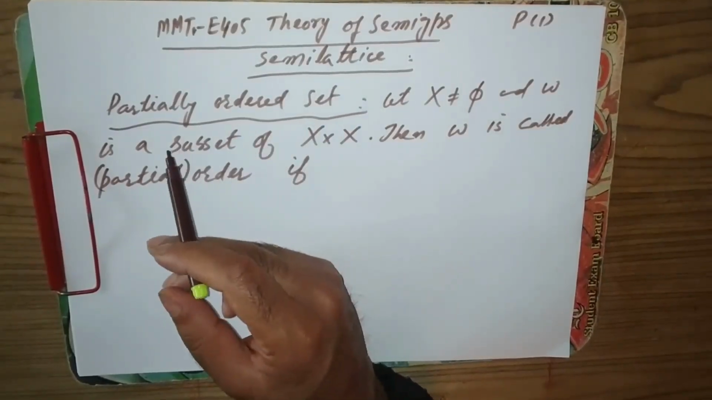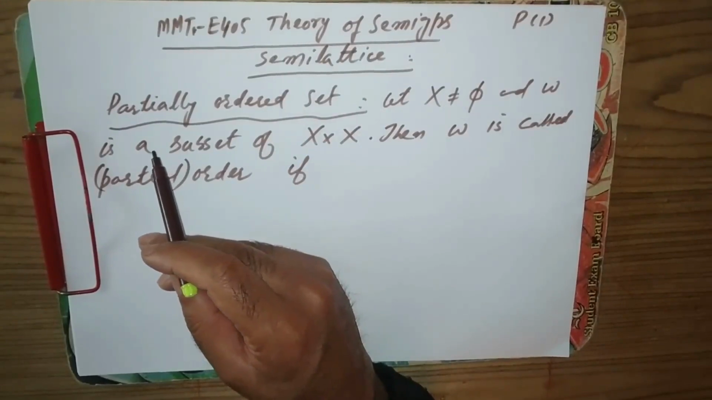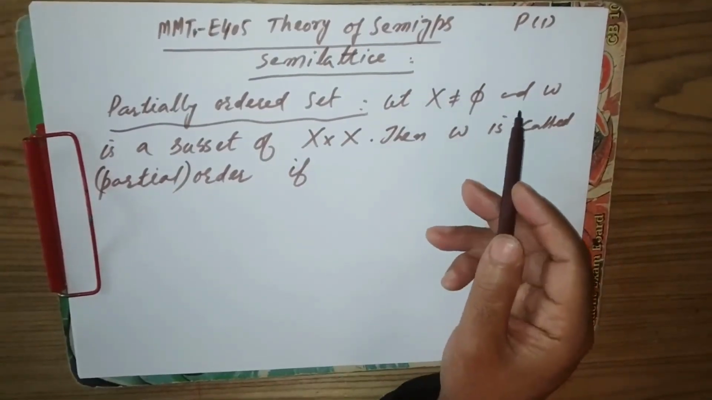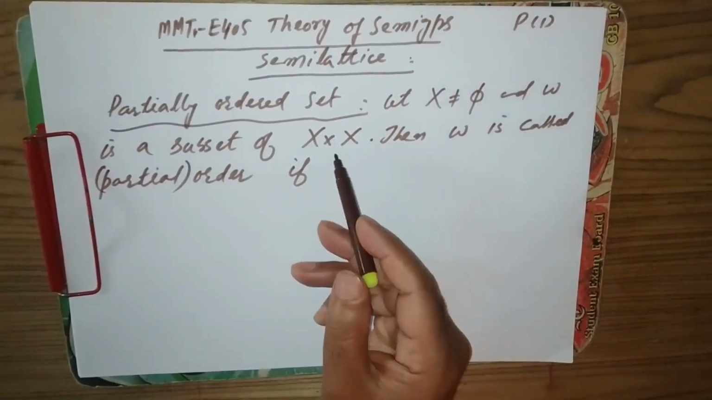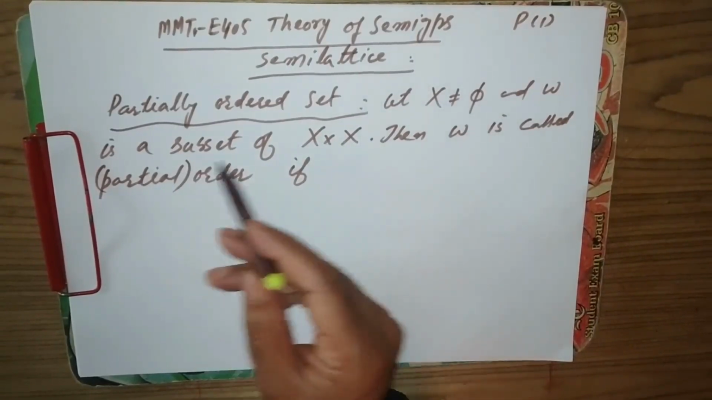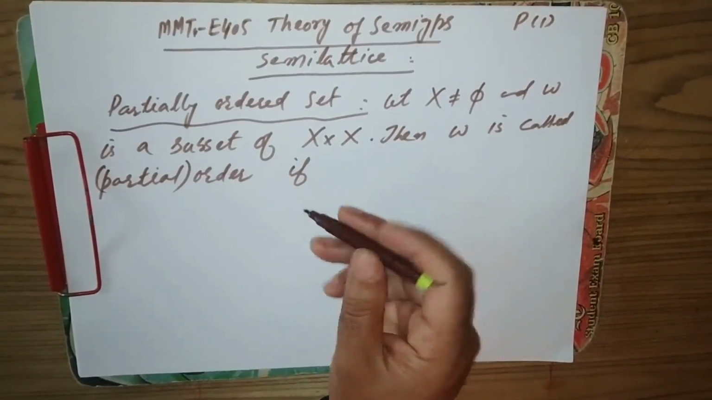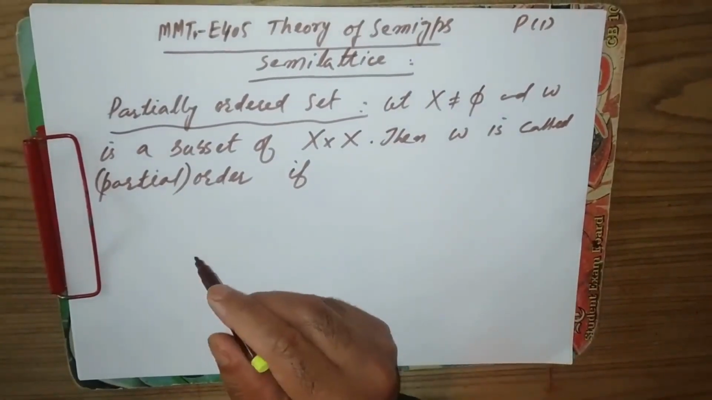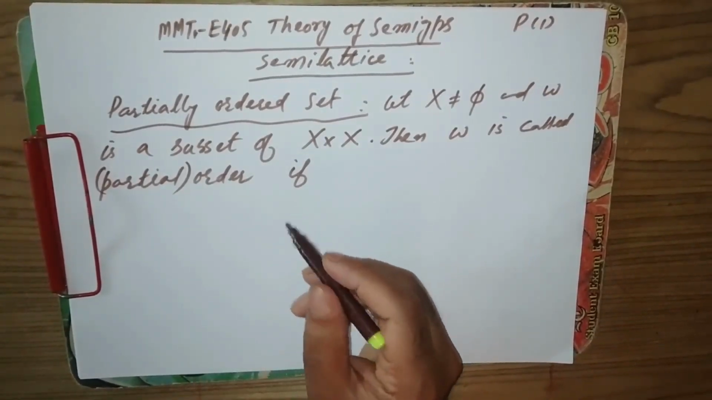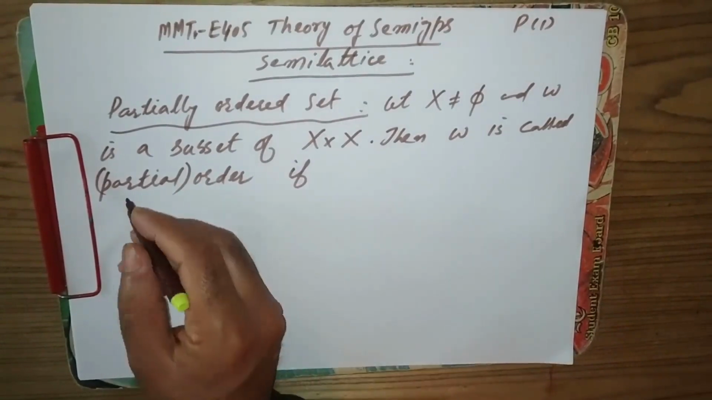Today in this lecture we are going to discuss semilattice. So for this we define partially ordered set. Given a non-empty set X and a relation omega on that set X, that means omega is a subset of X cross X, then this omega is called a partial order, or simply an order, if it has the following properties.